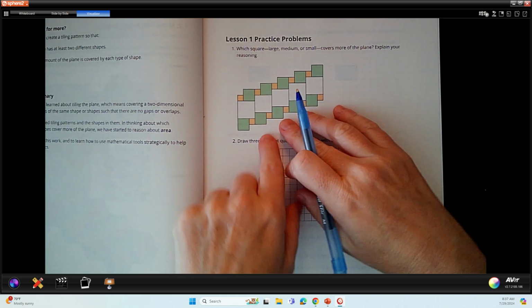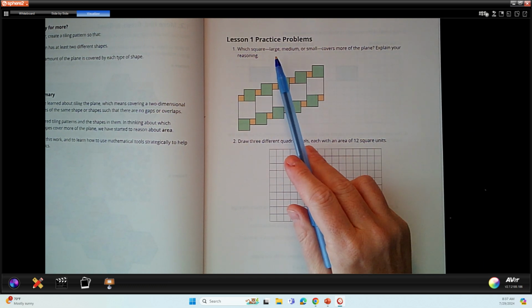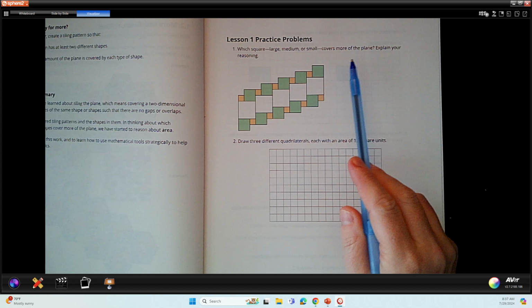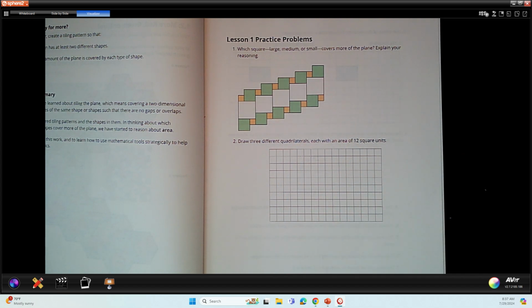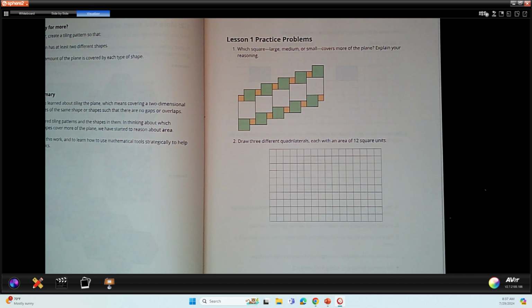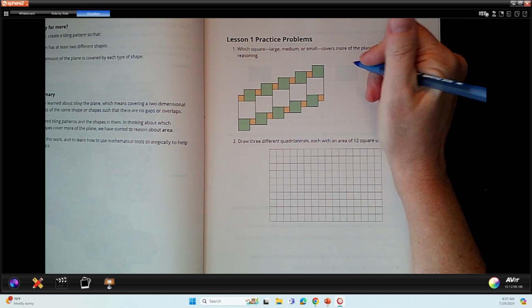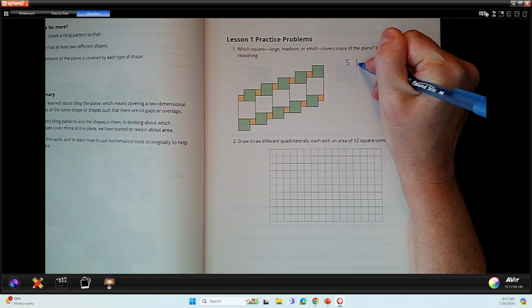All right, so this first question is a little tricky because it's saying which square, the large, the medium, or the small, covers more of this area or space. And this one is a little tricky because it looks like the white square is covering more of the space. It does. It kind of looks like that. I have 1, 2, 3, 4, 5 of the large squares. So I have 5 large squares. So I'm going to just write 5 large.